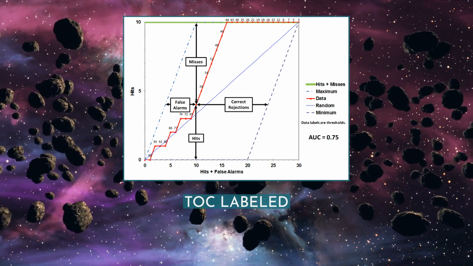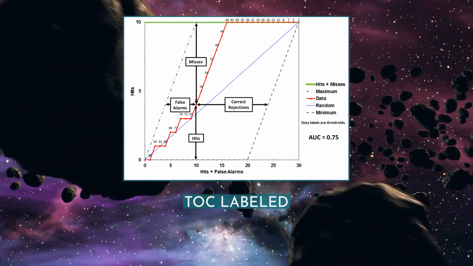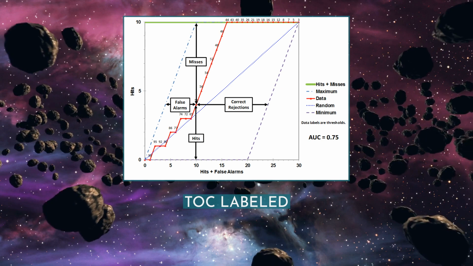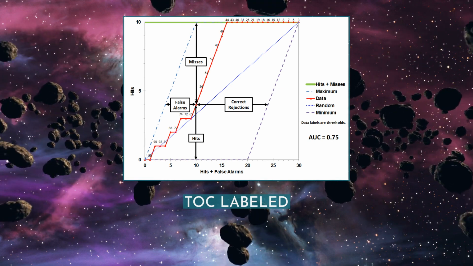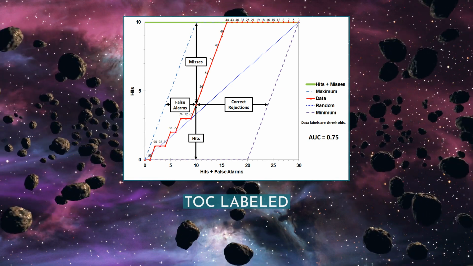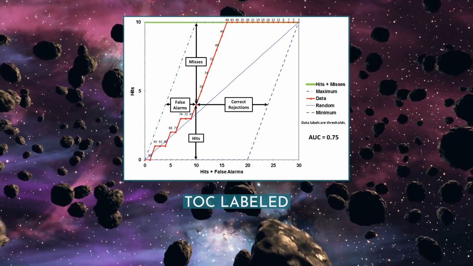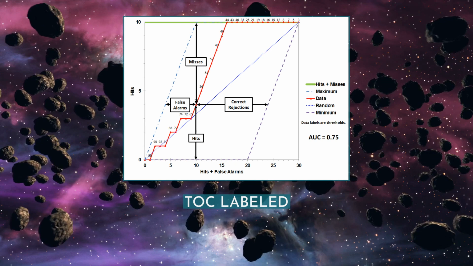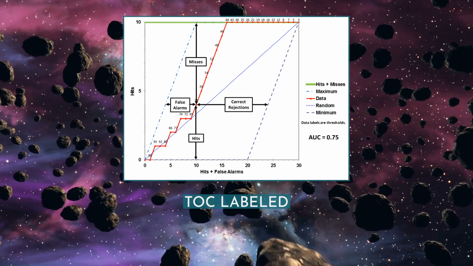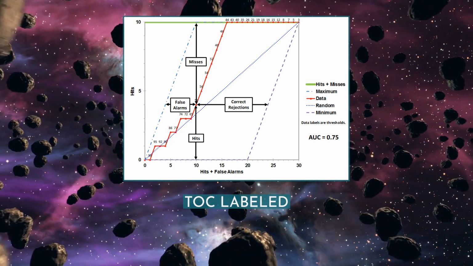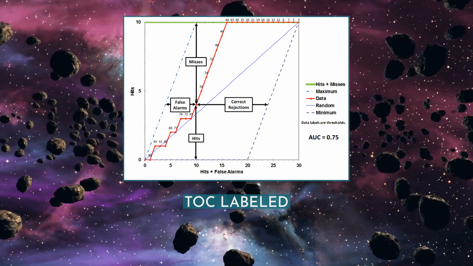3. The number of false alarms at each threshold is the distance between the threshold's point and the blue-dashed maximum line that bounds the left side of the TOC space. 4. The number of correct rejections at each threshold is the distance between the threshold's point and the purple-dashed minimum line that bounds the right side of the TOC space.